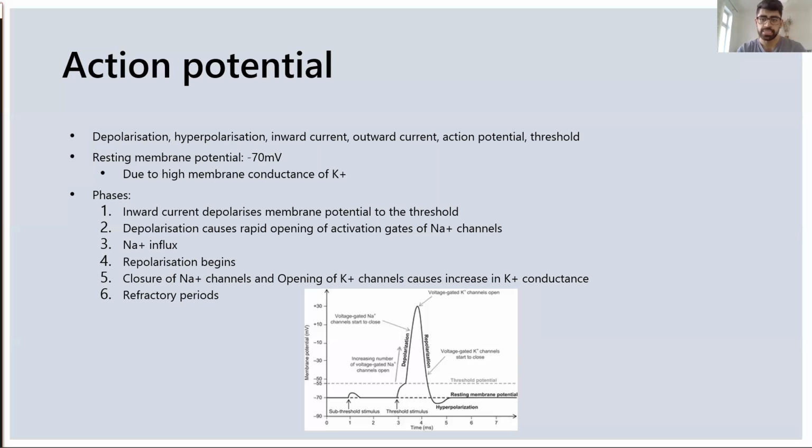An inward current is the flow of positive charge into the cell. An inward current will depolarize the cell. An outward current, to the opposite, is the flow of positive charge out of the cell. So an outward current hyperpolarizes the membrane potential.